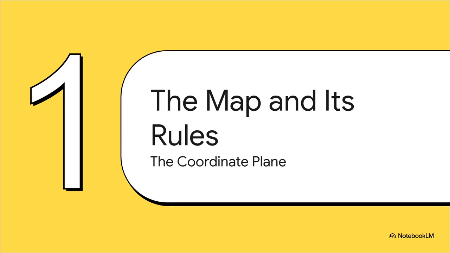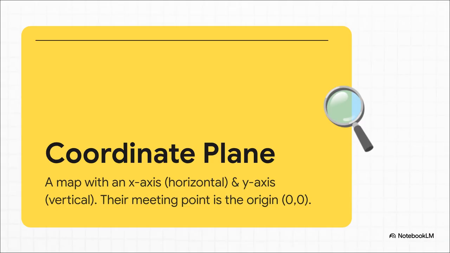Okay, first things first, we need to understand our map and its rules. This is the foundation for everything else we're going to talk about, the coordinate plane. So think of the coordinate plane as just a big flat map. It's got two main roads that cross each other. The one that runs side to side, that's the x-axis. And the one that goes up and down, that's the y-axis. And where they meet, right in the dead center, that's our starting point for everything. We call it the origin, or 0, 0.